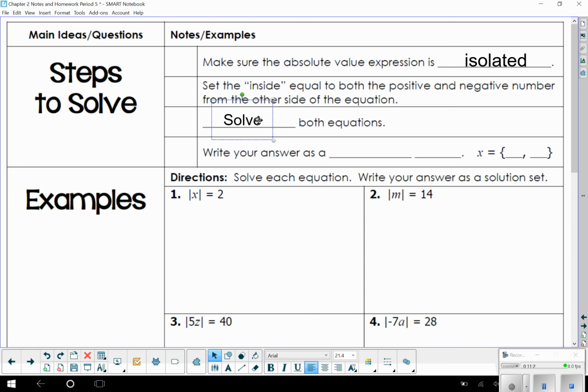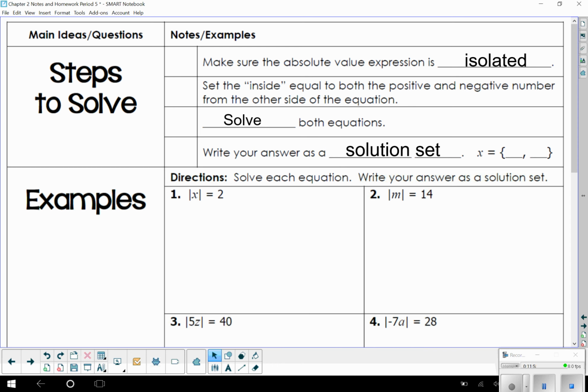All right, write your answer as a solution set or x equals with those brackets. All right.